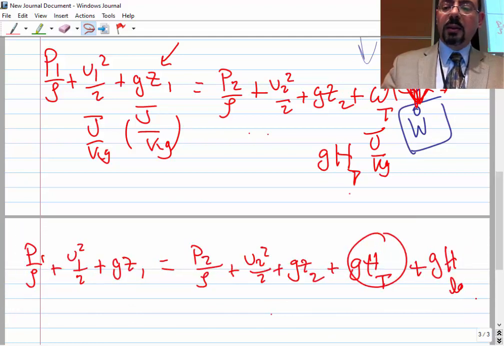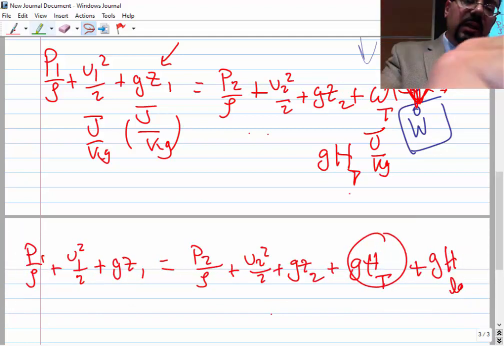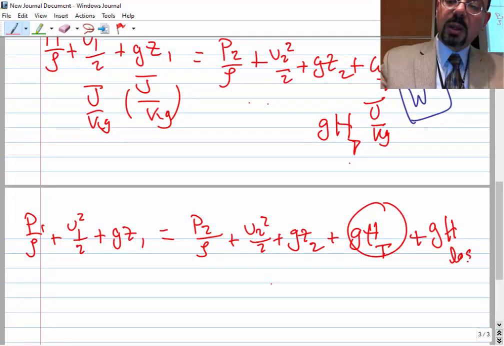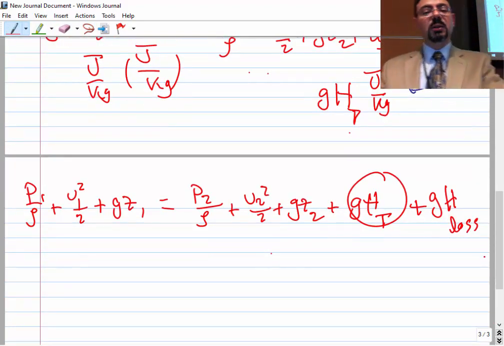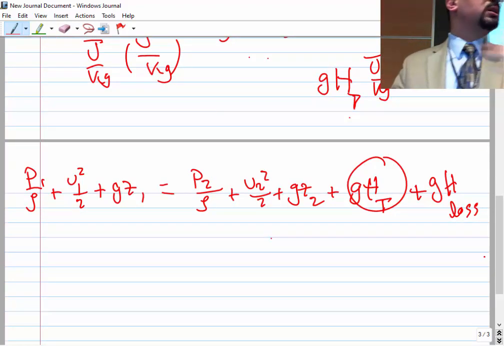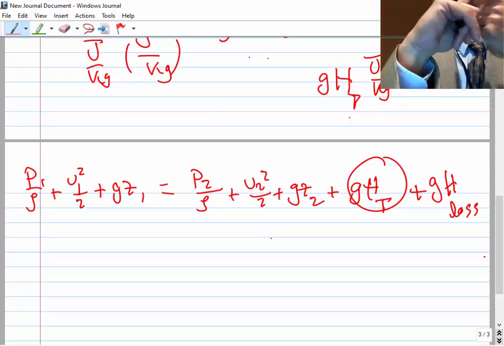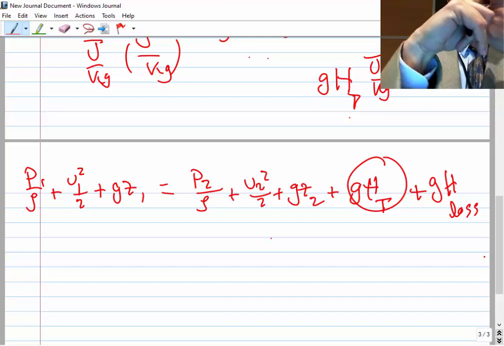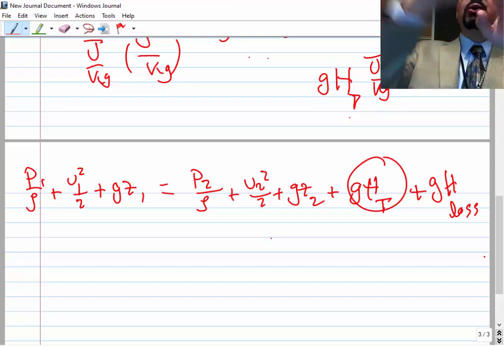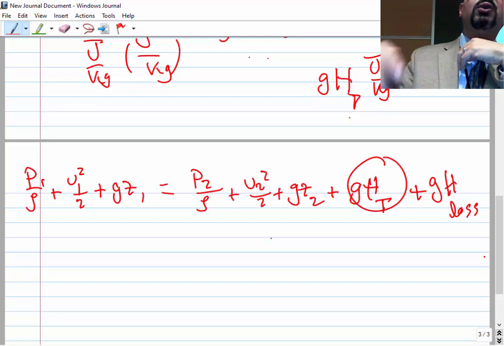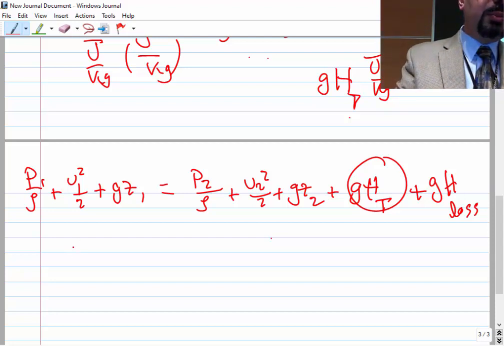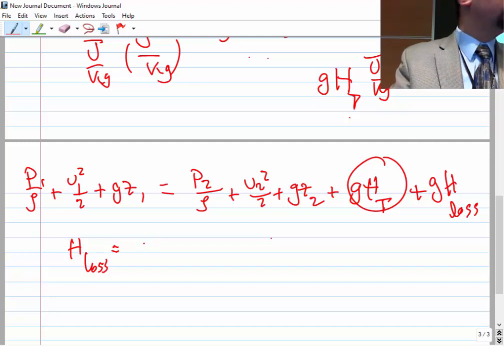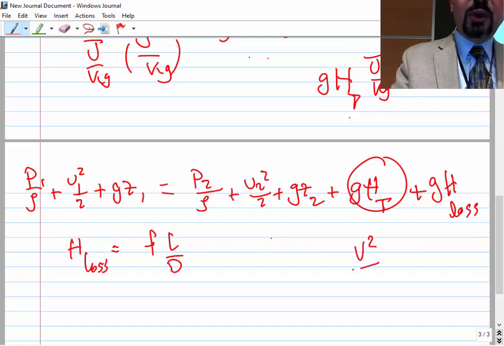Okay, and those H losses, people spend time trying to calculate this H loss. But we know H loss is probably major loss and minor loss. Pipe and elbows and valves and turns and all those fittings, those are called the minor loss. So people will express this H loss in a pipe by, what's the formula for it? f L over D, right? Multiplied by V squared over 2g.